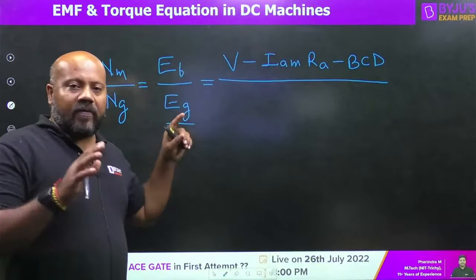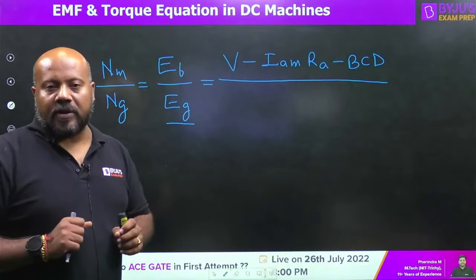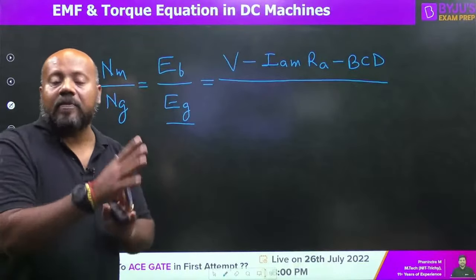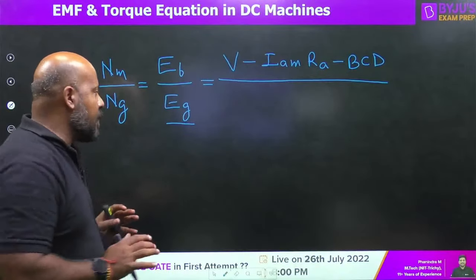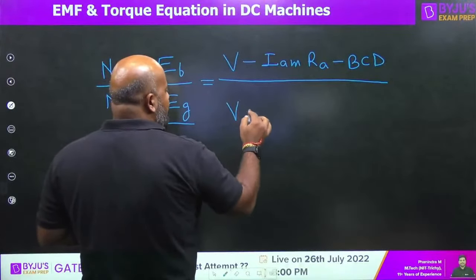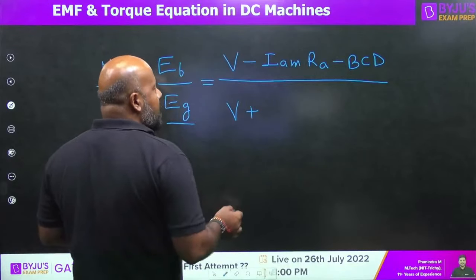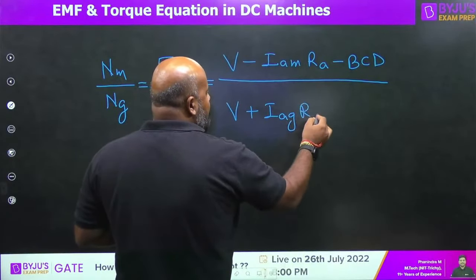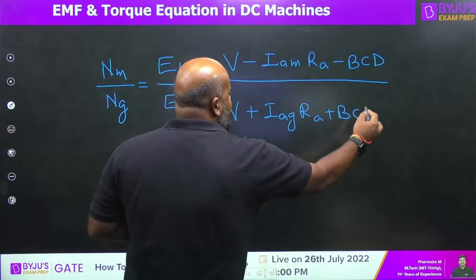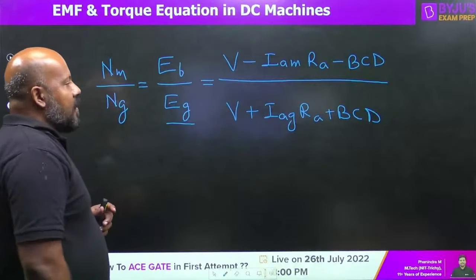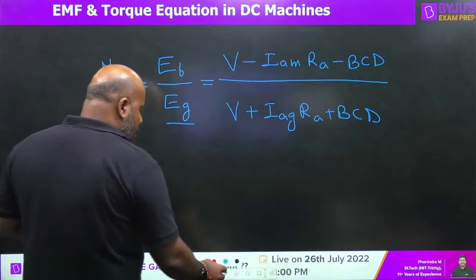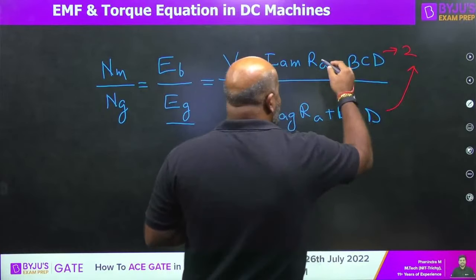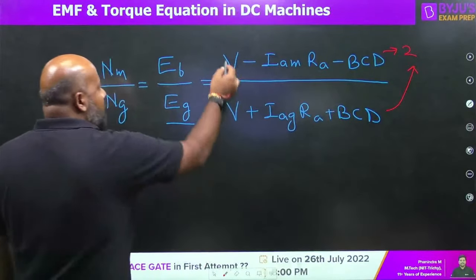For the generator, again we are going to apply the source logic. What is source logic? Every drop is going to be provided by the generator itself. So EG is going to be what? Terminal voltage plus drop in the armature resistance plus brush contact drop. Is it clear? Brush contact drop is mentioned already, it is given as 2 volts. You know the armature resistance, and you know the supply voltage.